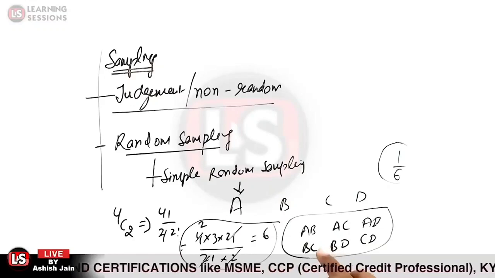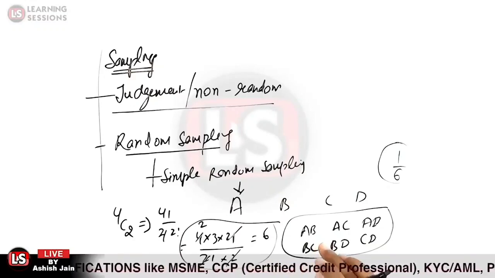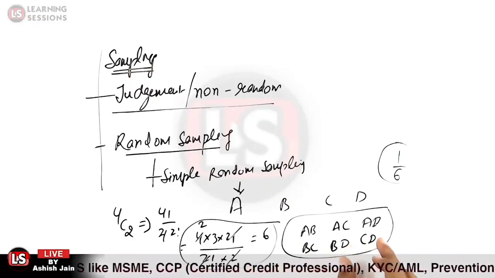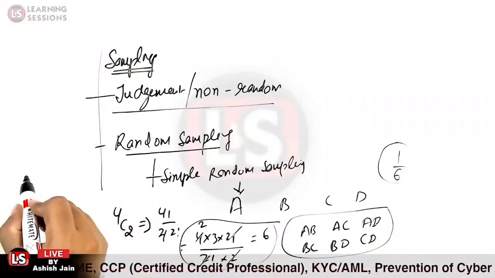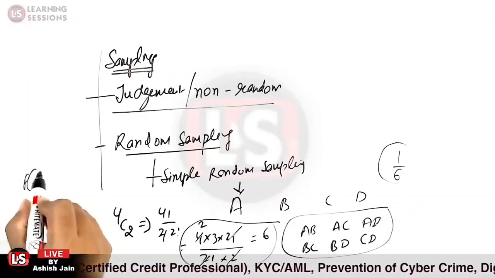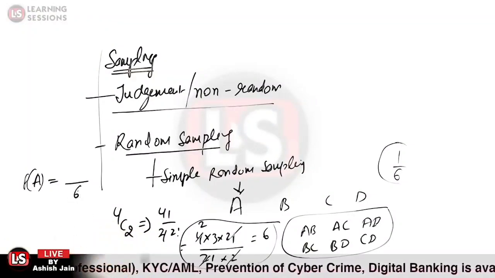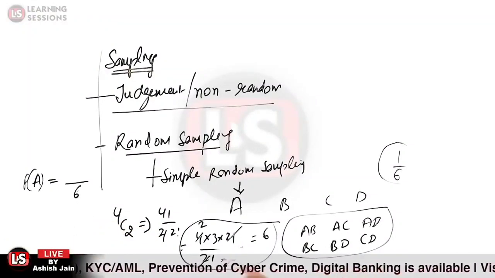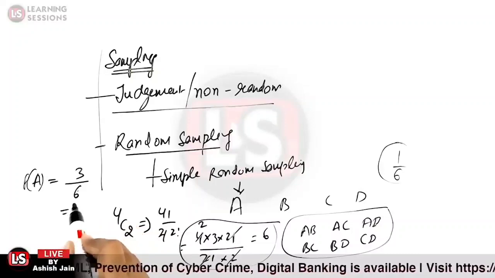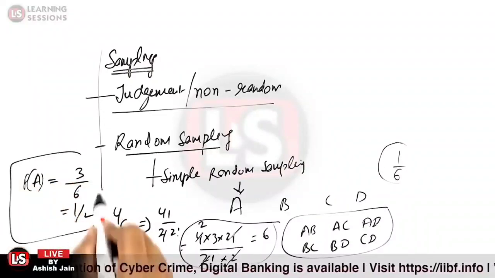Likewise, if we look at person A, the combinations are AB, AC, AD. So what would be the probability of selection of person A? Total events are 6, and A is present in 3 events, so it will be 3 by 6, so it will be 1 by 2 probability.